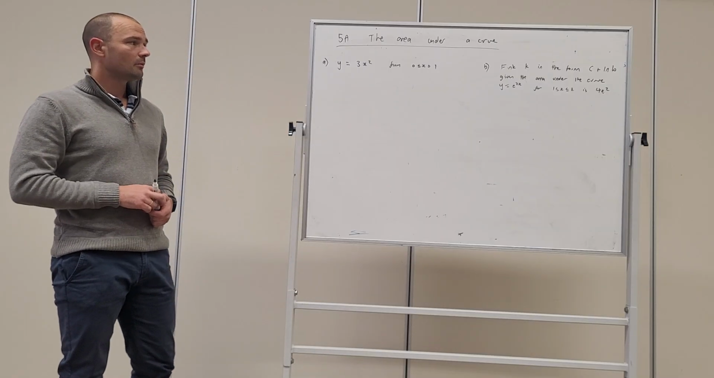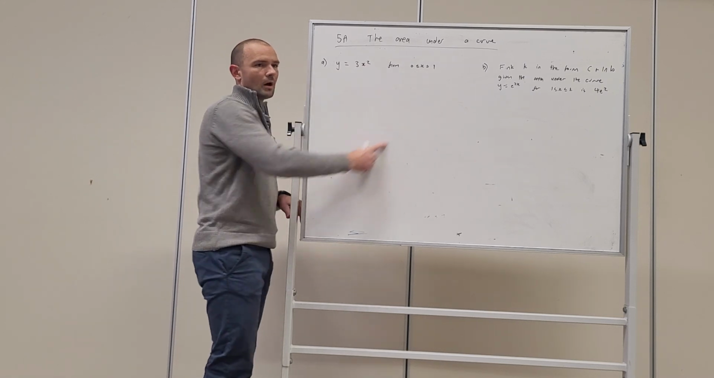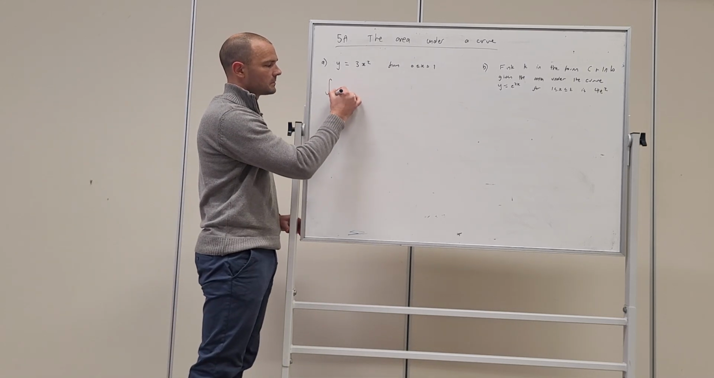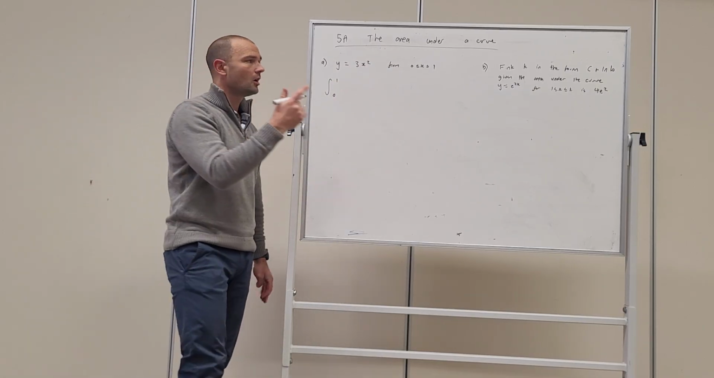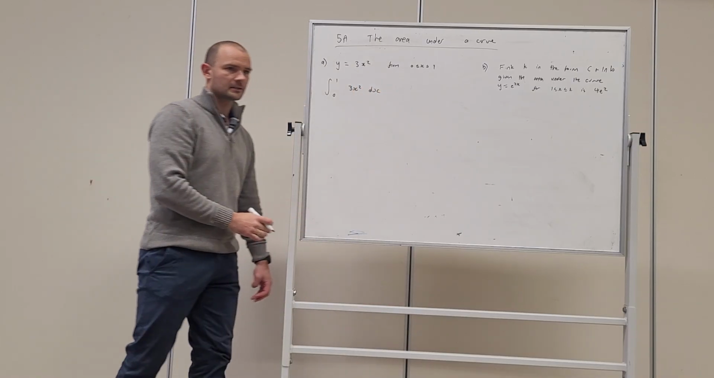So we'll get straight in here. We're asked to find the area under the curve 3x squared from 0 to 1. So we know already that the area under the curve from 0 to 1 is the definite integral from 0 to 1 of the function 3x squared with regards to x.